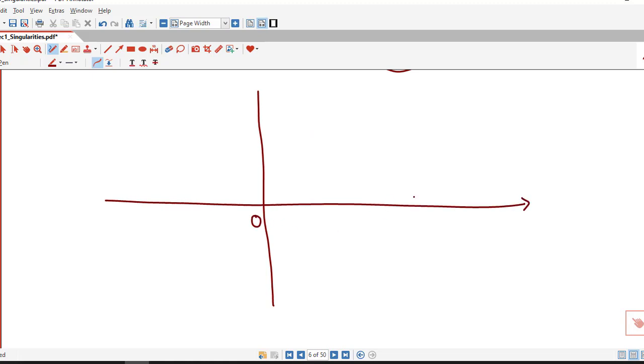So z equal to 0 here, and 1 by n. For n equal to 1, z is 1. For n equal to 2, z is 1 by 2. For n equal to 3, z will be 1 by 3, somewhere here say, then 1 by 4 and so on. So these are the points at which the function is not analytic: z equal to 1 by n, and of course z equal to 0. So the function is not analytic at all these points.